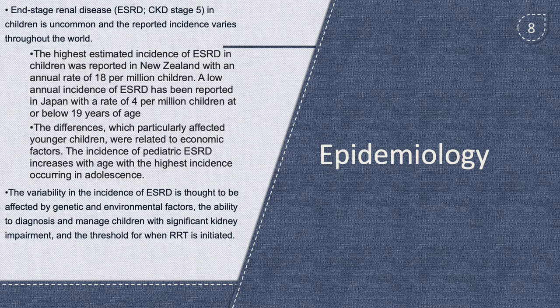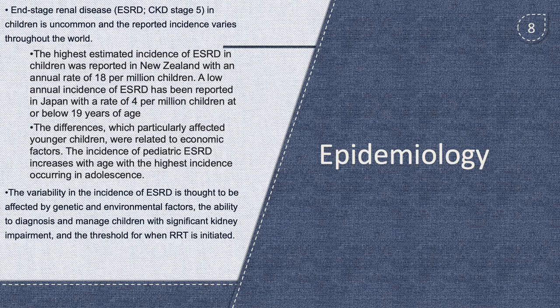End-stage renal disease, or CKD stage 5, is uncommon in children, and the reported incidence varies throughout the world. The highest estimated incidence of CKD stage 5 was in children in New Zealand, with an annual rate of 18 per million children. A low annual incidence is seen in Japan with a rate of 4 per million children at or below age of 19. The differences, which particularly affected younger children, were related to economic factors.